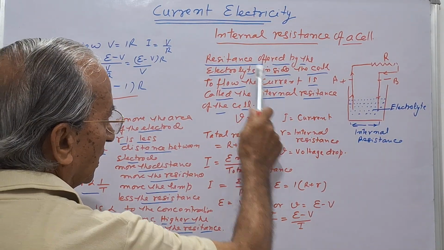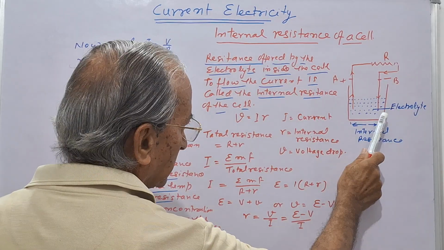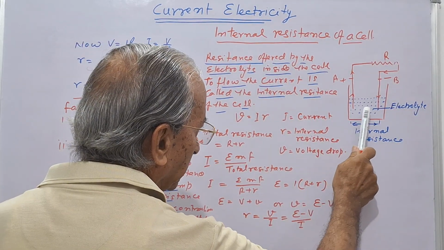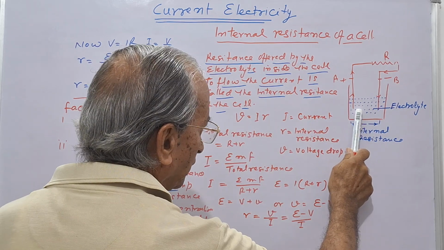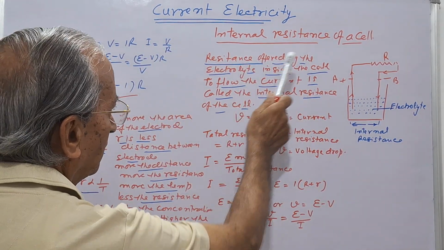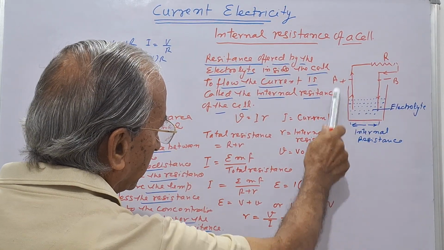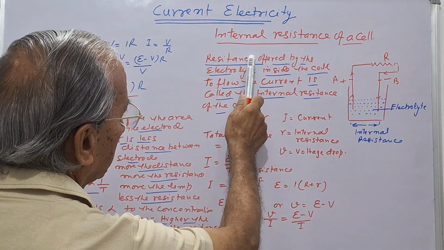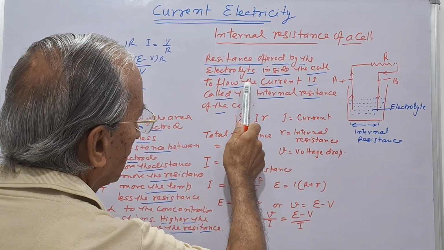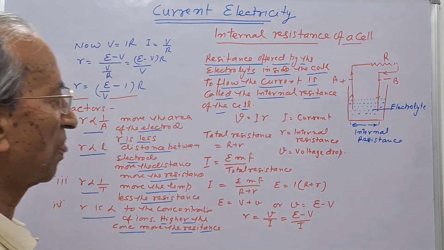Now, this flow of ions inside the cell meets resistance offered by the electrolyte to the flow of current. So, listen, the resistance offered by the electrolyte inside the cell to the flow of current is called the internal resistance of the cell.